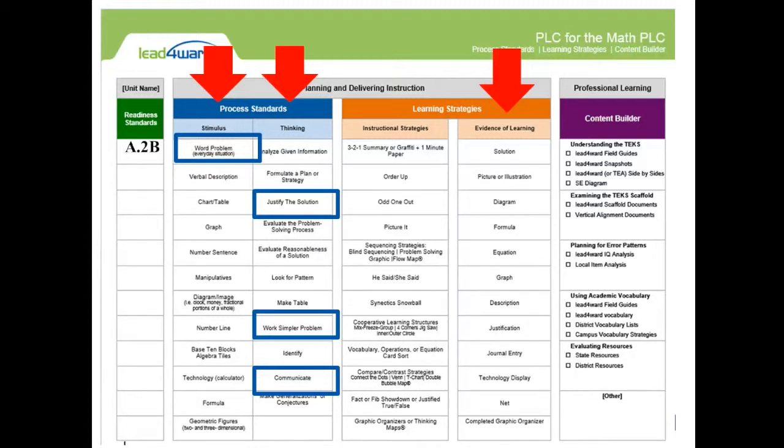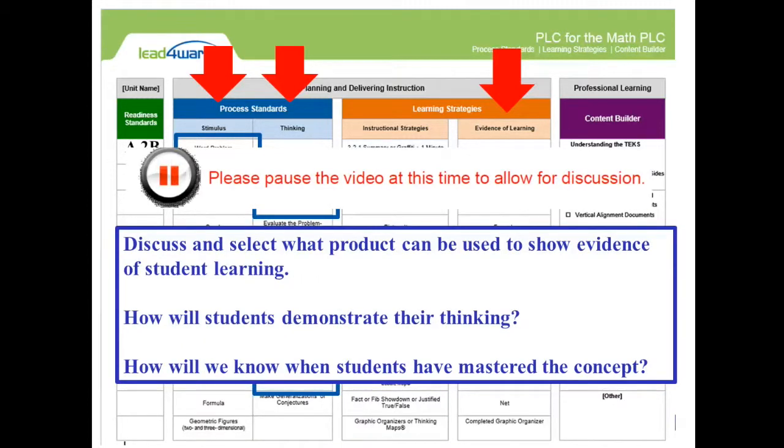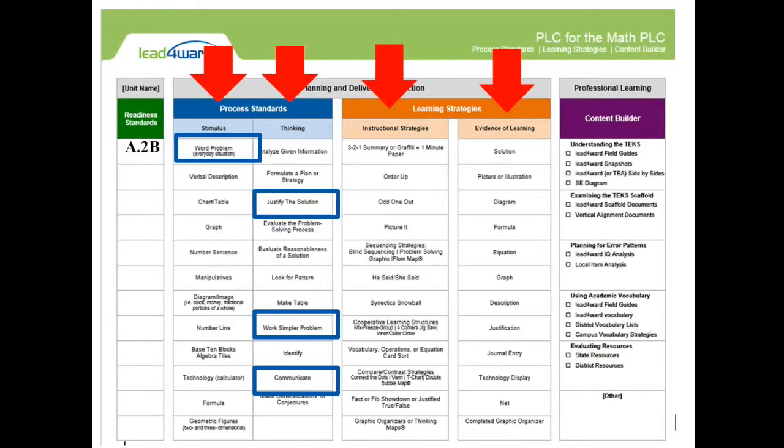of our hotspot TEAC. Questions to think about when selecting the evidence of learning: how will students demonstrate their thinking? How will we know when students have mastered the concept? Once you have selected an end product or evidence of learning, you will use the high-yield instructional strategies to support student learning. From the Instructional Strategies column, we will demonstrate the Math Bow Tie instructional strategy as well as At the Board, both of which are examples of a cooperative learning structure.